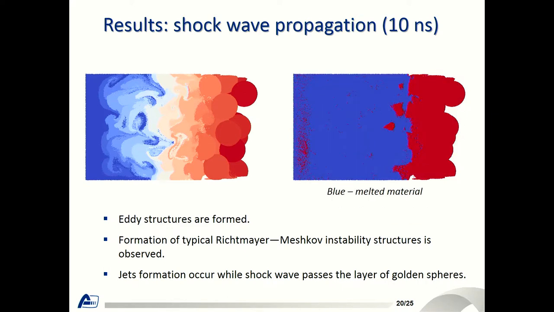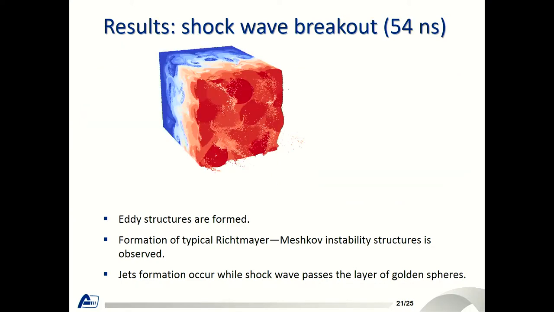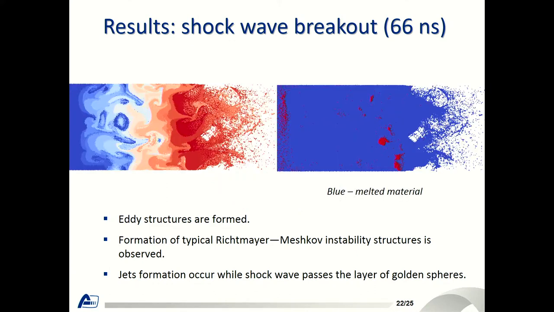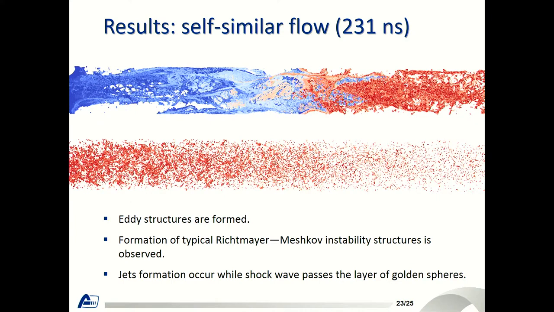Behind the shockwave front, quite all the material is melted except for some spots of solid centers of golden particles. When a shockwave comes to the surface of the layer, also jets appear from the upper layer of the pack. And as in the dense pack situation, they continue to freely propagate. So that's the side view. Quite all the material is melted except for some spots. And that's the closer view of the initial film.